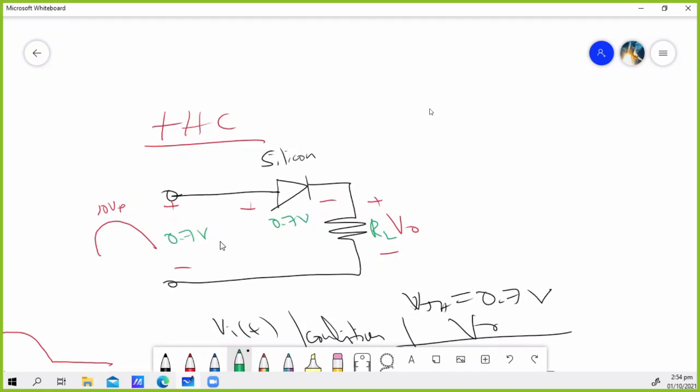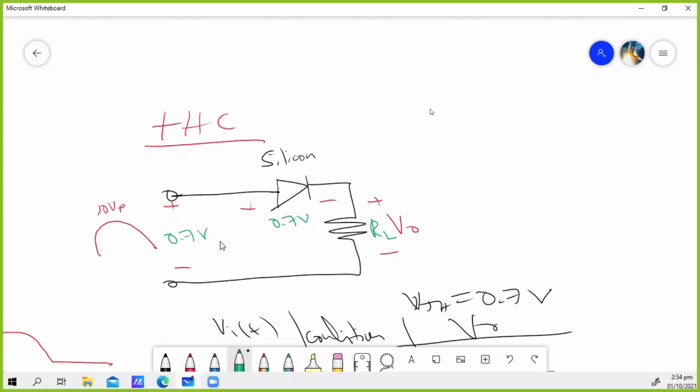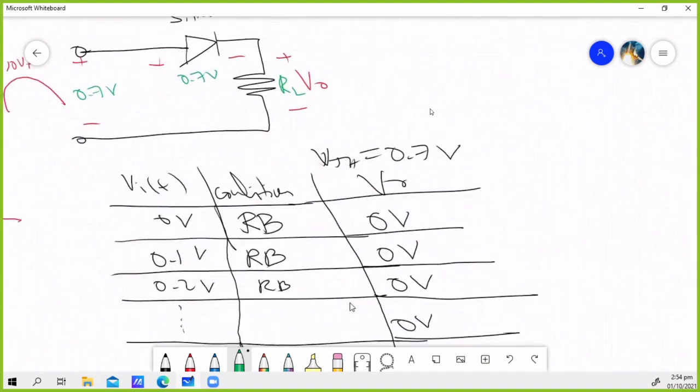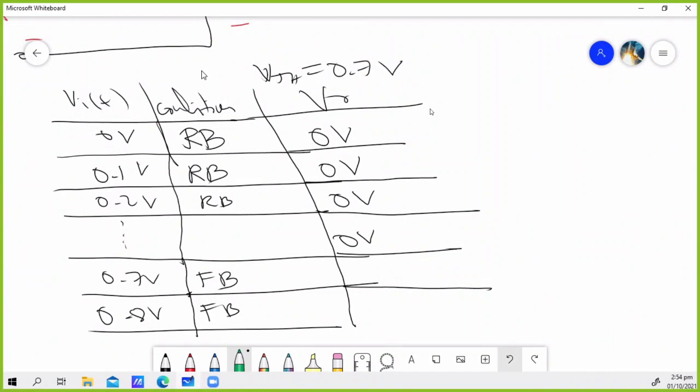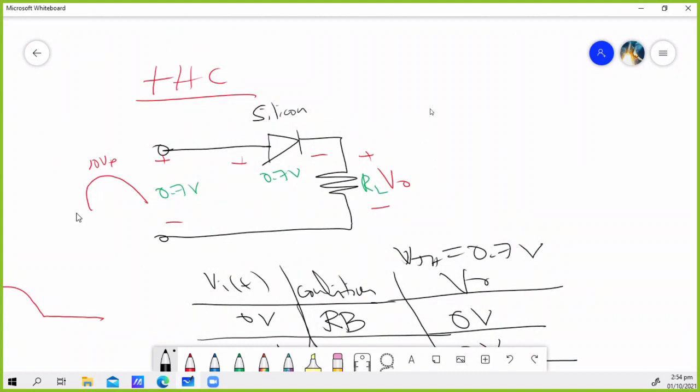Bakit? Kasi nagsisimula pa lang siyang mag-conduct. Okay? So the output, if the input is 0.7, it's still equal to 0 volts. Okay, naging 0.8 yung input natin. Kasi nga, di ba, mag-range siya from 0 to 10. So, ang input natin ay naging 0.8 na. So, sulatan natin dito ng 0.8 volts.